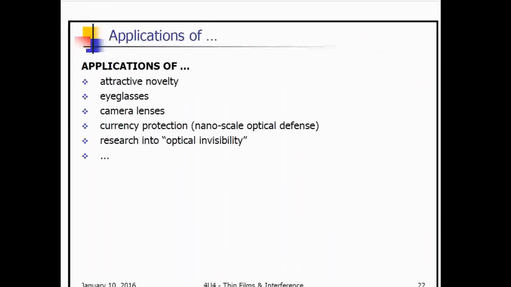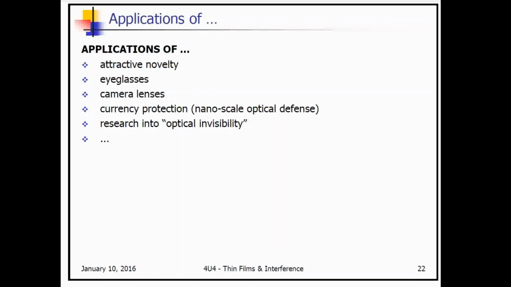So lastly, I'd like you to copy this down. Applications of thin films, we talked about quite a bit. The novelty of it, eyeglasses, camera lenses. For currency or for any sort of protection, something that we don't want to be replicated. Optical invisibility is another thing that's being looked at, using Reflectin to see if we can make something reflect all wavelengths of light. And we're still working on other applications of this as well.